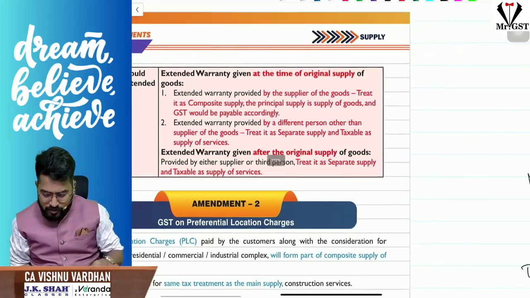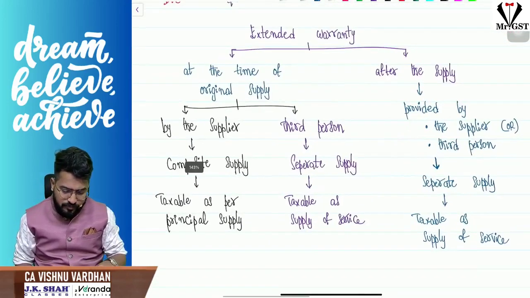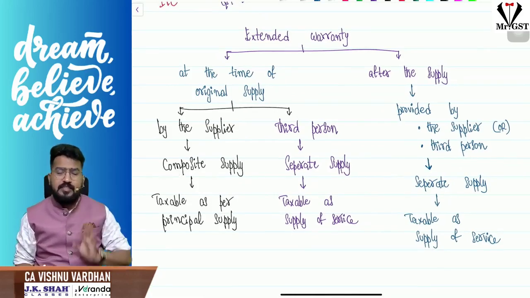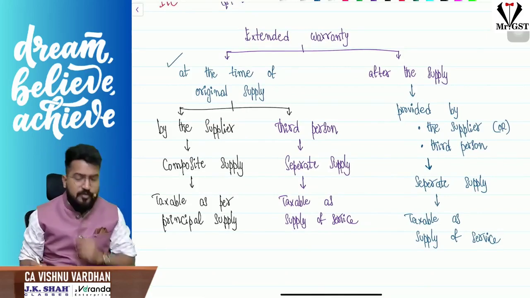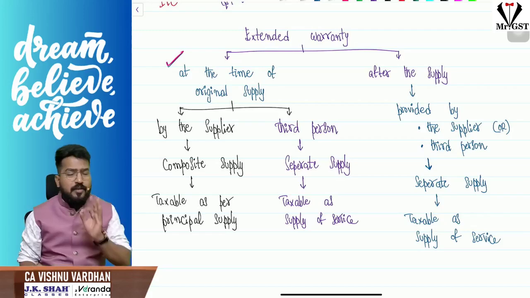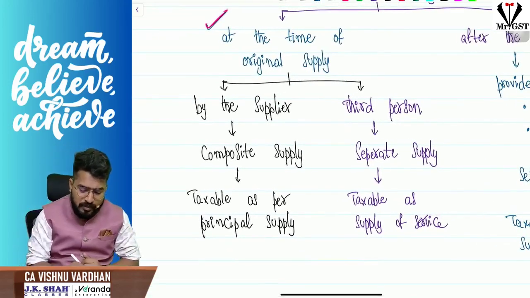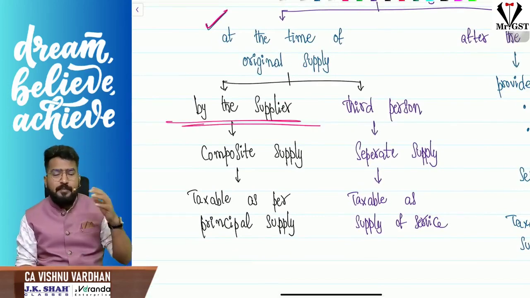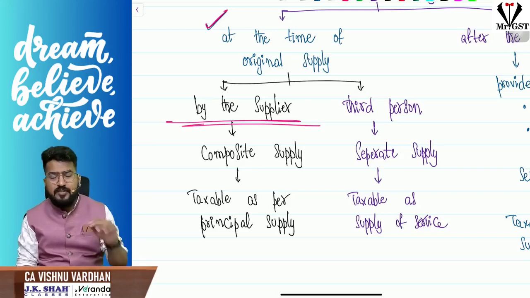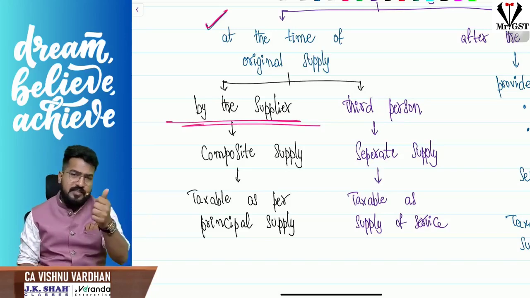Here the concept is, understand that extended warranty is given at the time of supply itself. When I am buying the mobile itself, I am getting the extended warranty. Now please understand, this extended warranty may be provided by the supplier. That means I am buying an iPhone and the seller itself is providing me extended warranty. So for 2 years you get extended warranty, I have paid 2500 extra. This can be one situation.